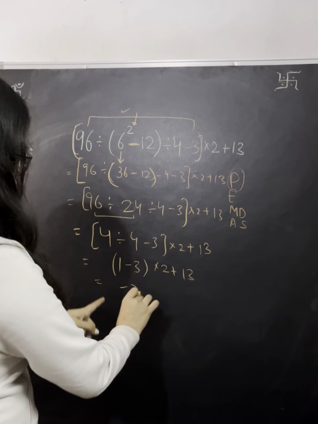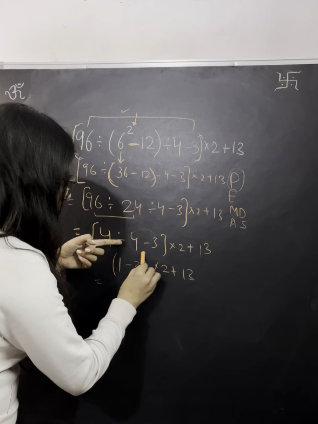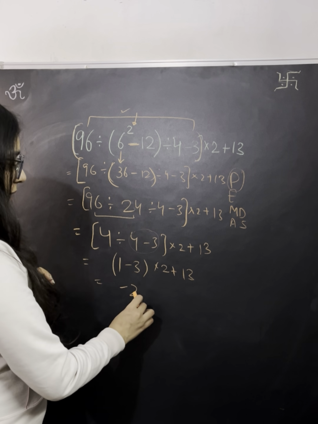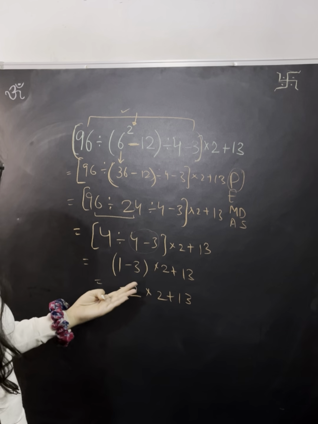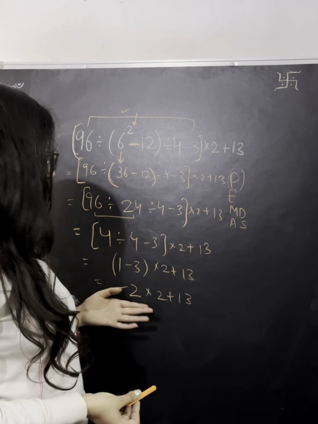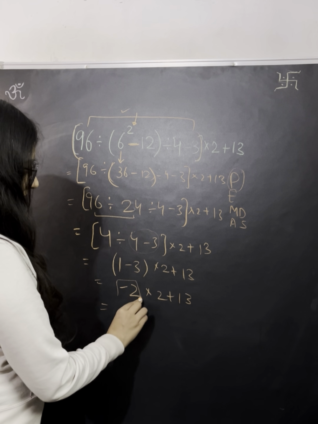Now, you have it opened. Please do not go 4 divided by 1. Nope. That's why we are doing order of operations, right? So, minus 2 here times 2 plus 13. What would happen here? This is negative 2 times 2, right? Would you consider it minus? Would you consider it multiplication? So, this is negative 2 for us.